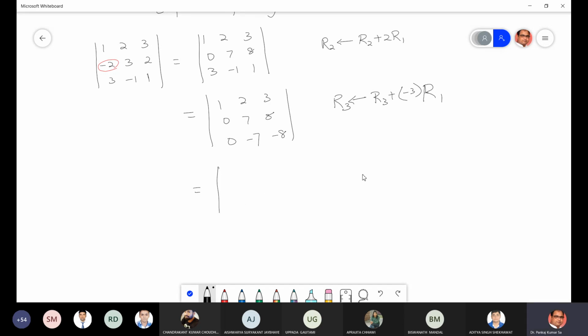Okay, what is the next? R3 is equal to R3 plus R2. 1, 2, 3, 0, 7, 8, 0, 0, 0. So the number of computations reduces drastically. Here it became zero, but not always will it be zero.